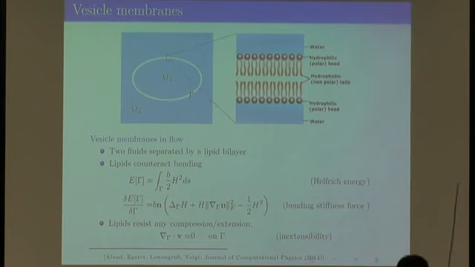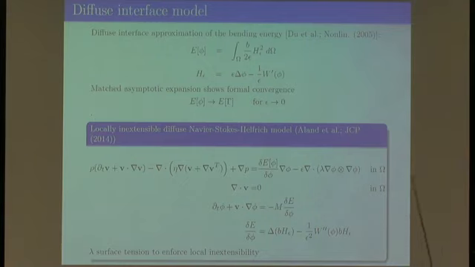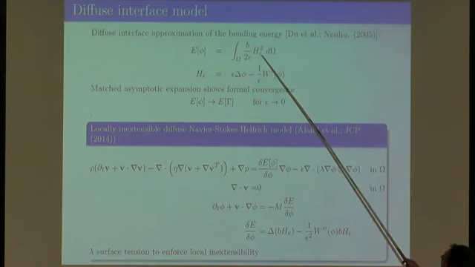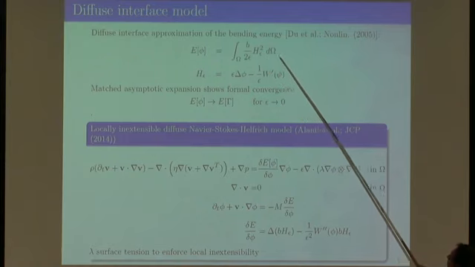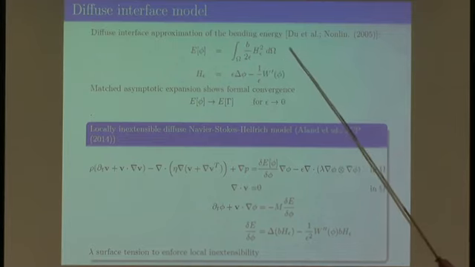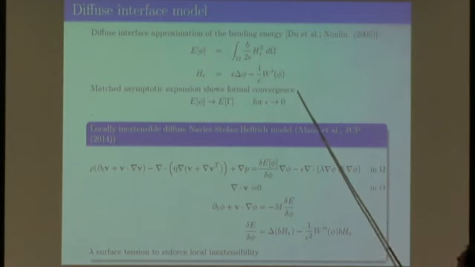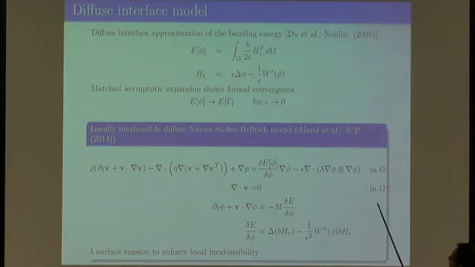And you can include both of these properties, the bending stiffness and the inextensibility, also in the phase field framework. So for the bending energy, a diffuse interface form has been derived 10 years ago by Du and coworkers, where H epsilon is now the diffuse interface version of the curvature, so curvature computed from the phase field. And they could show that when epsilon goes to 0, this diffuse energy will also converge to the sharp interface energy, so to the Helfrich energy.